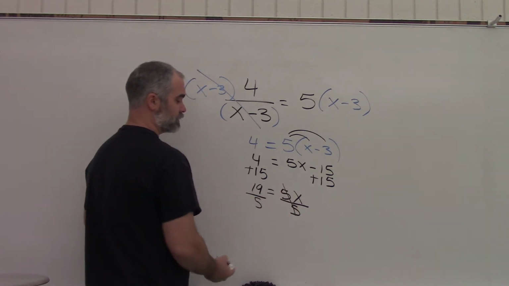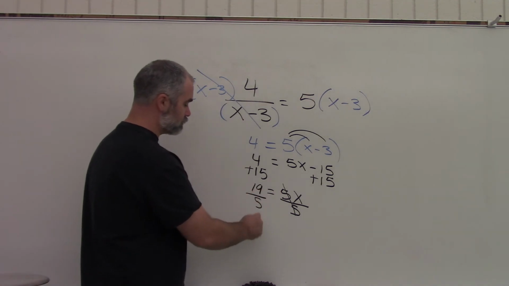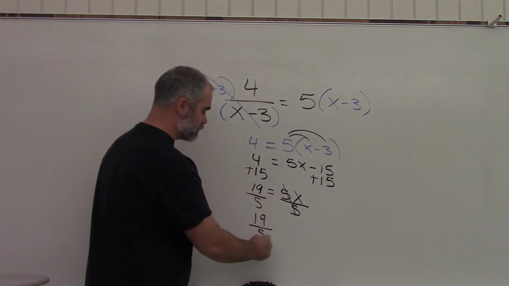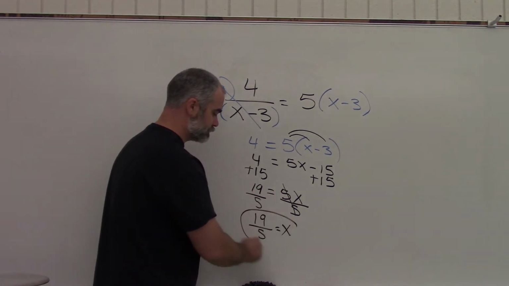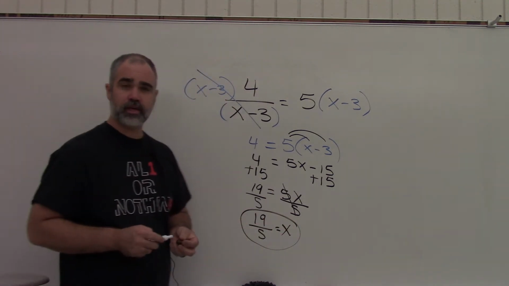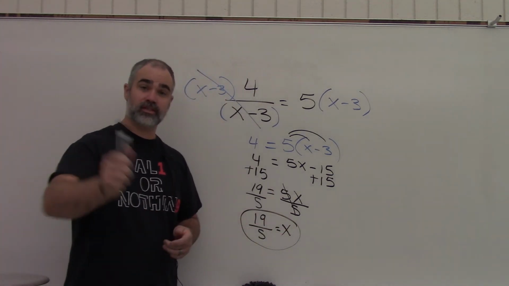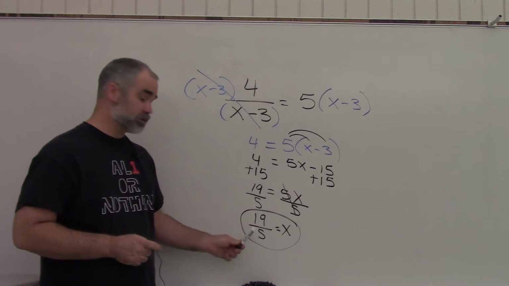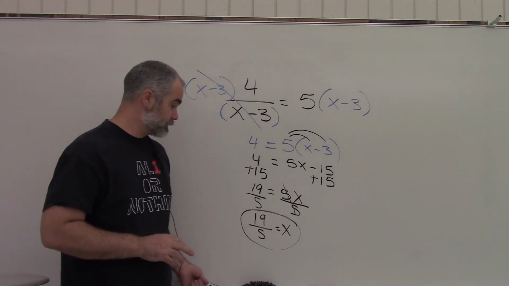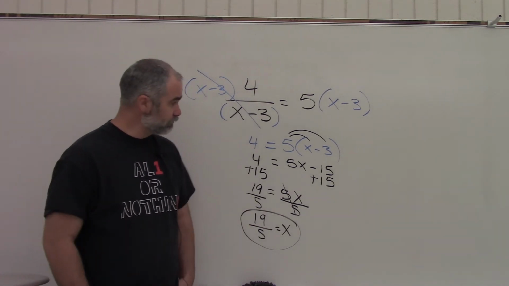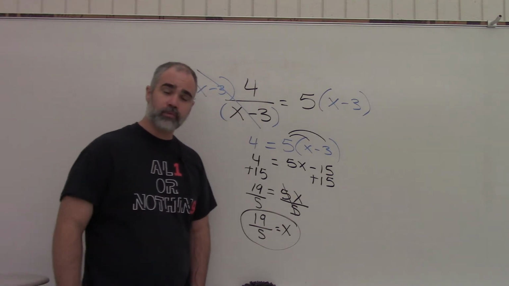Those cancel out into a big 1. We have 19 over 5. Just leave it as 19 over 5. No teacher's going to get mad at you for that, and if they do, tell them to take it up with me. This is reduced, looks great.